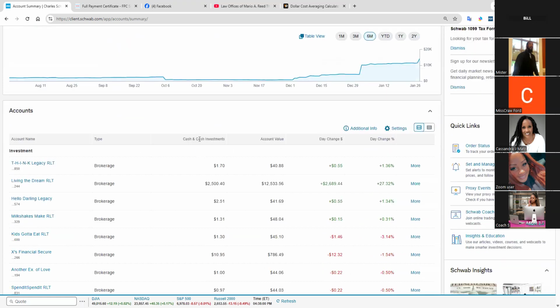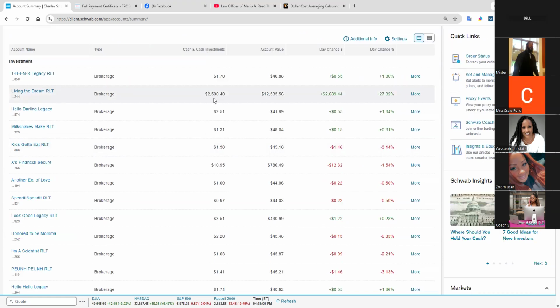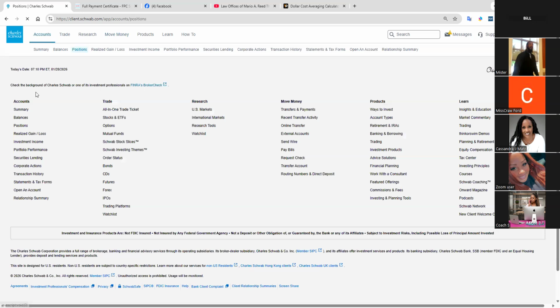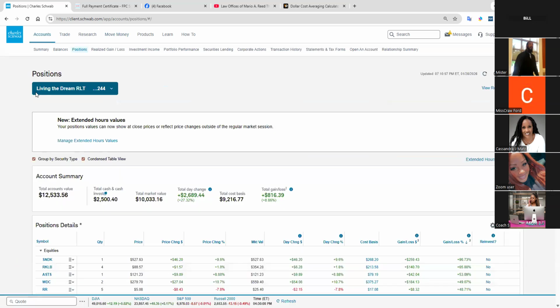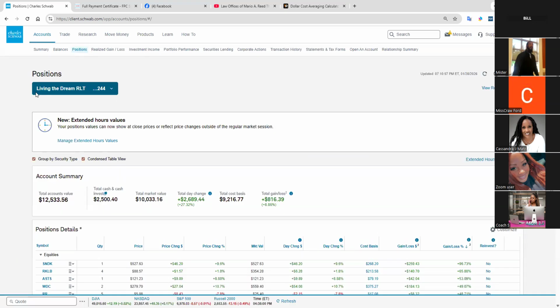So you'll notice here where it says in this column, cash and investments, there's $2,500.40. This is the account that we're going to be working with. I'm going to click on that account. Once I click on this account, now we're ready to go through the process of purchasing the equities.